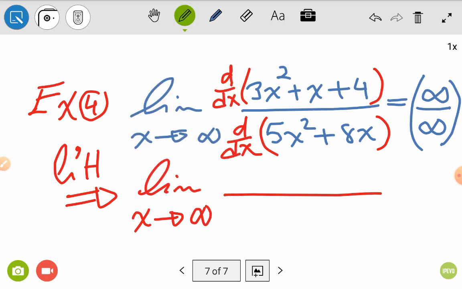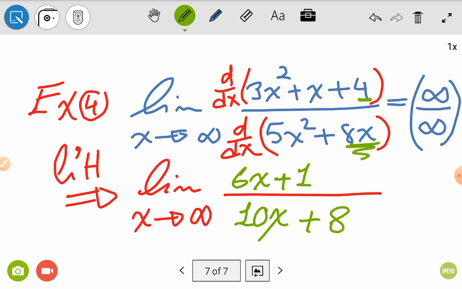What's the answer? The derivative of 3x squared is 6x: drop down the exponent, multiply it by the coefficient 3, and subtract 1 from the exponent, as you have studied in the first term. The derivative of x is 1, plus the derivative of any constant is 0, over the derivative of 5x squared, which is 10x, excellent, plus the derivative of 8x, which is 8. Then try to substitute again.